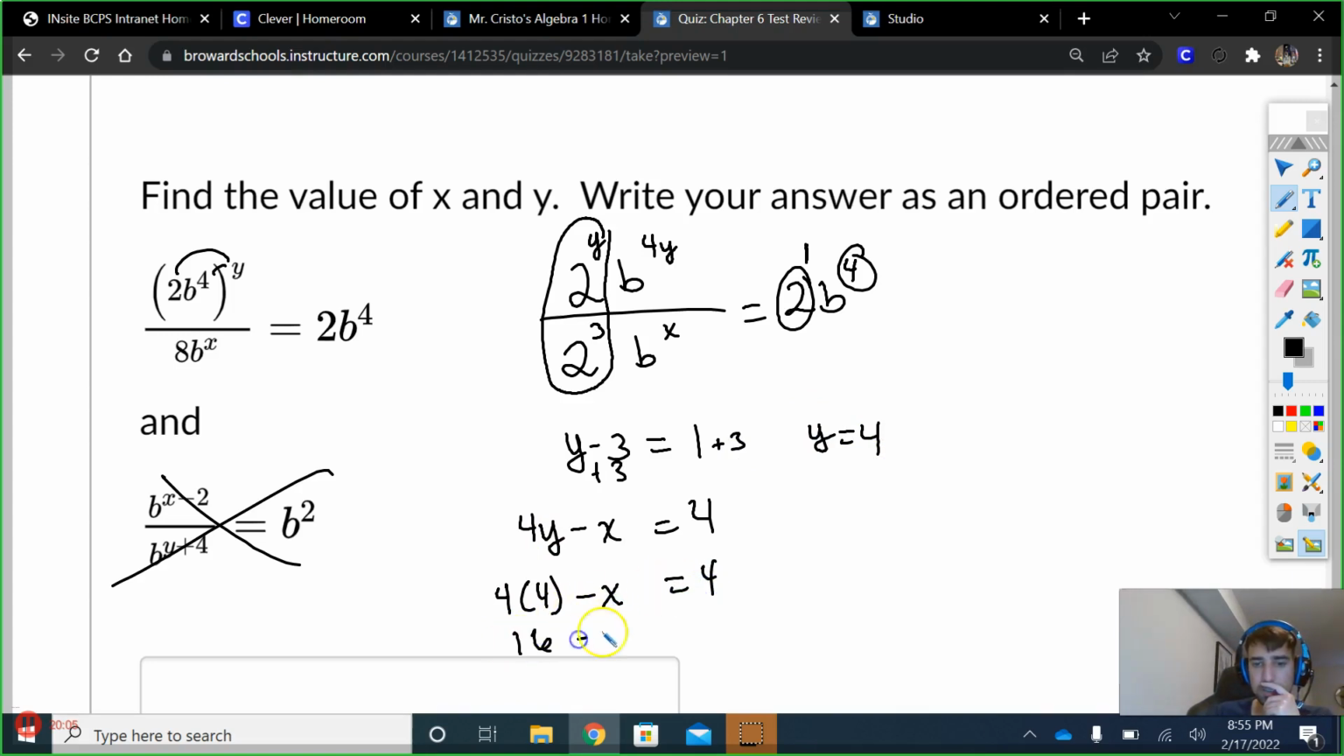This is going to give me 16 minus 16 minus 16. You get negative x equals negative 12. You get 12, comma, 4.